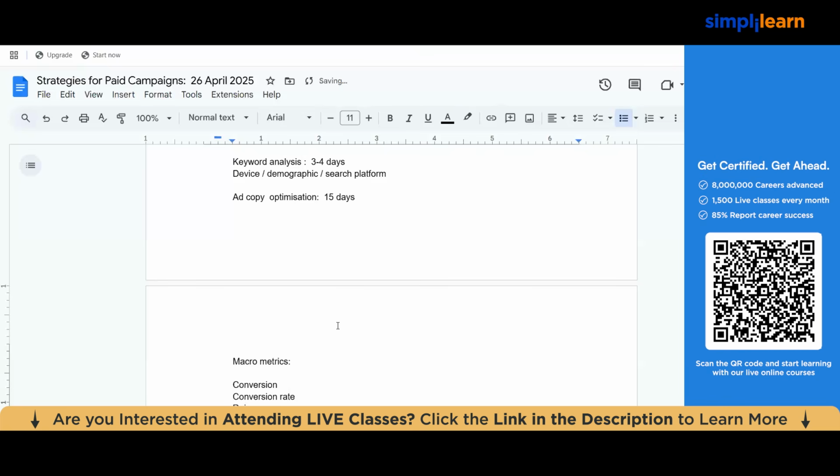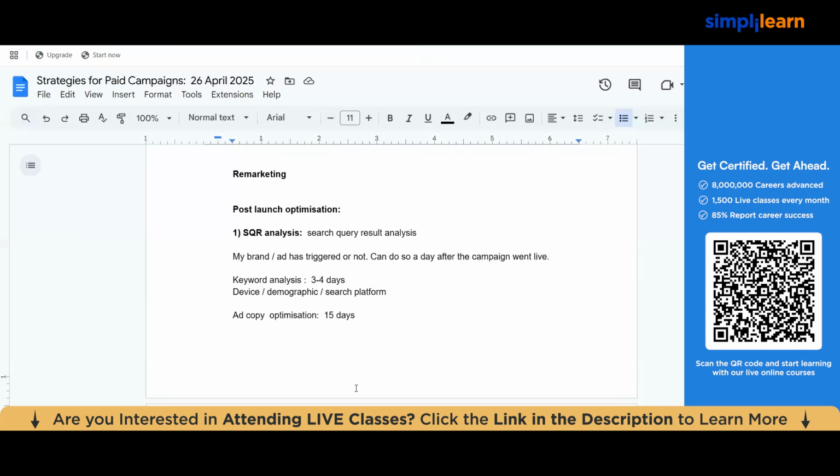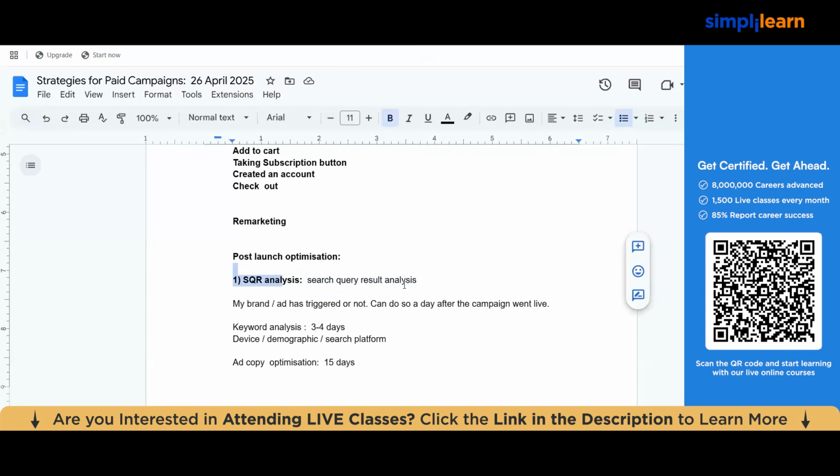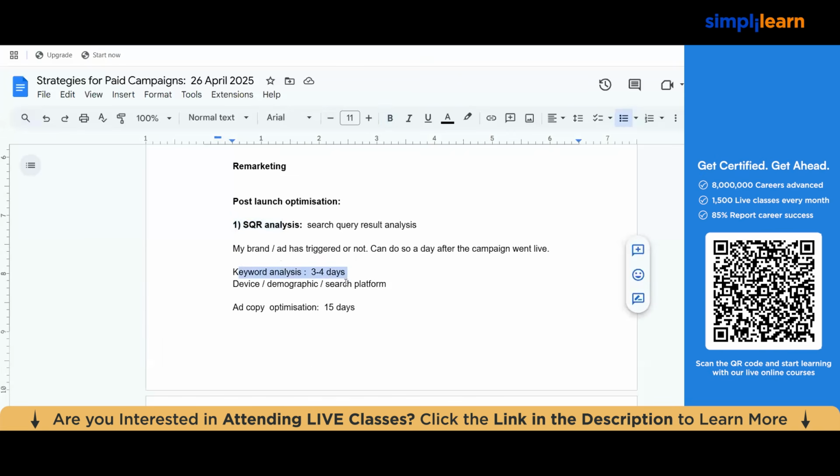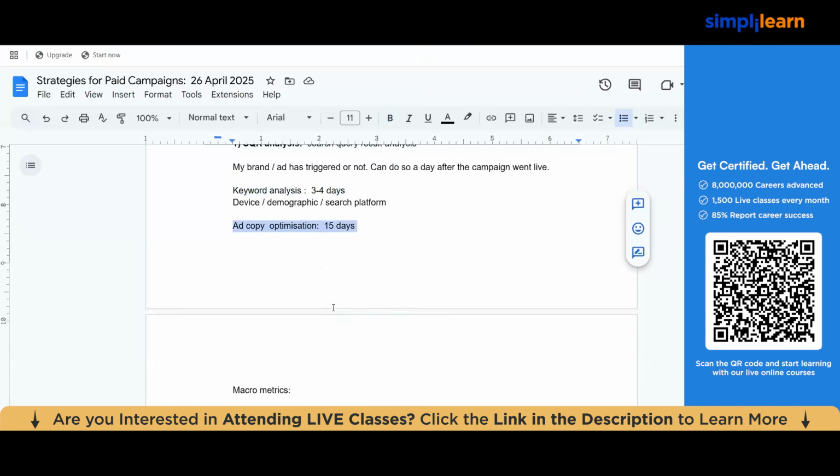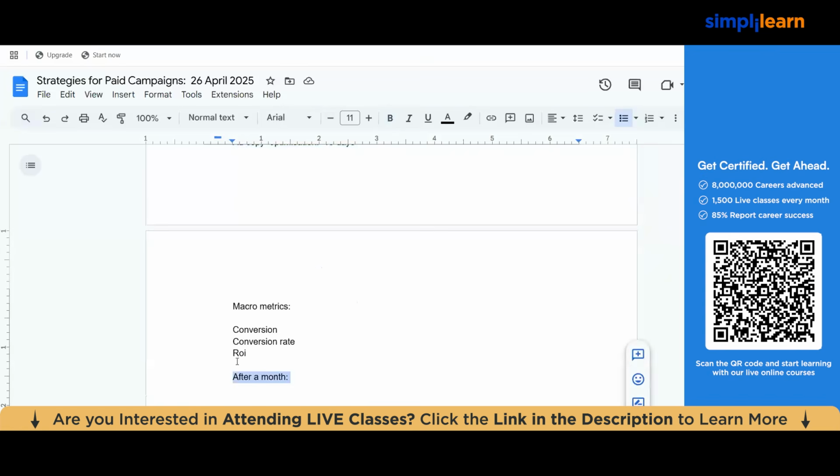So it's phase wise that you need to do once you run a campaign: 1-2 days this needs to be done, then keyword analysis needs to be done, 15 days you need to do the ad copy optimization. And after a month of running a campaign, let's suppose you have to run a 3-month campaign, in month one all this analysis needs to be done, so that for the next month when you're running the campaign, you have the best possible optimized results for you.